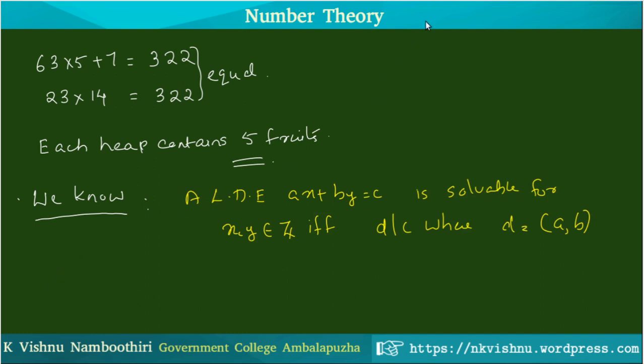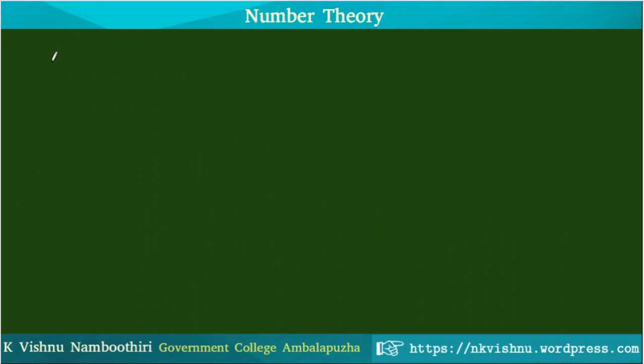Okay, now what about Mahavira's puzzle? This is an if and only if condition, necessary and sufficient. Therefore, for the solution to exist, this condition must be satisfied. So in Mahavira's puzzle, we have 63x minus 23y equal to minus 7. And what is the GCD of 63 and 23? The question is now to find the GCD of 63 and 23. We are going to use the Euclidean algorithm.